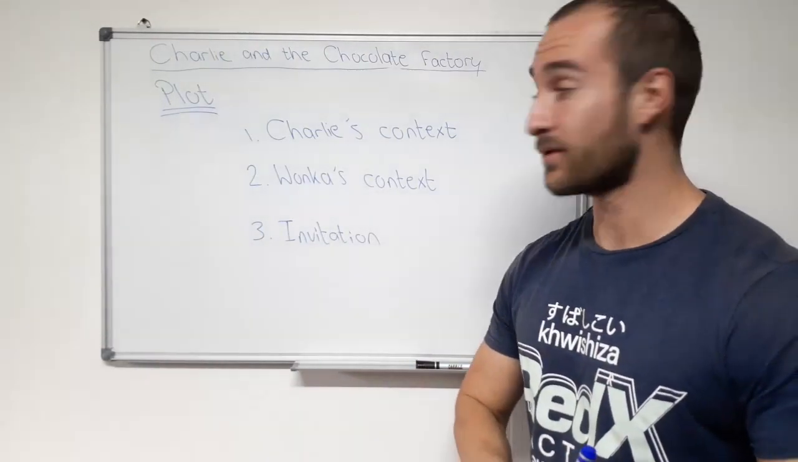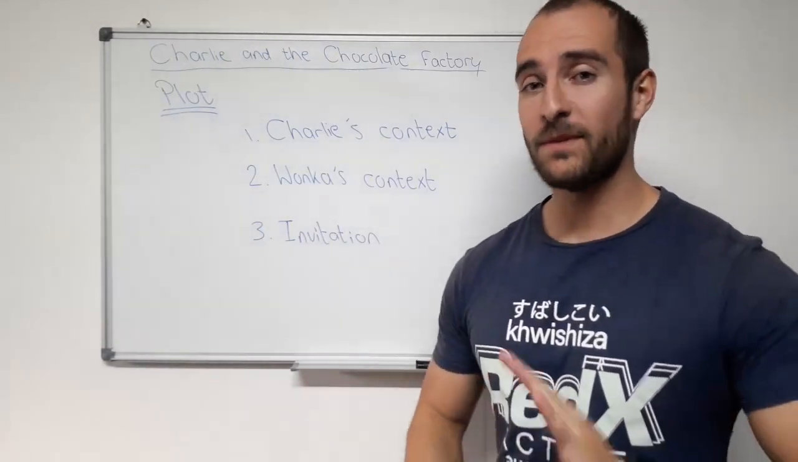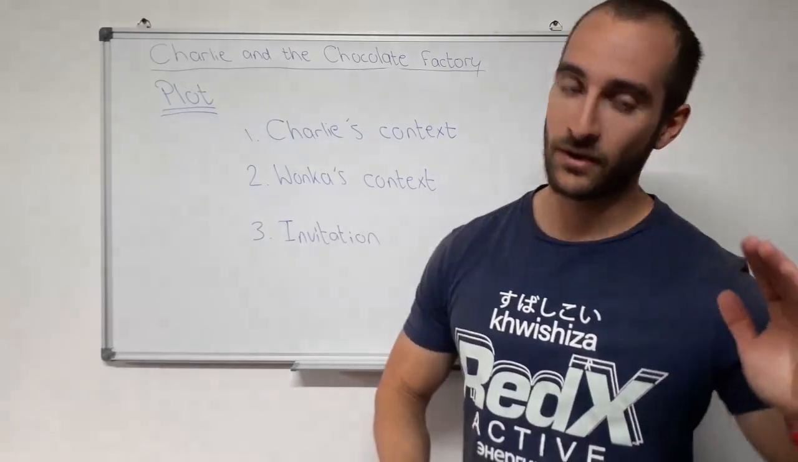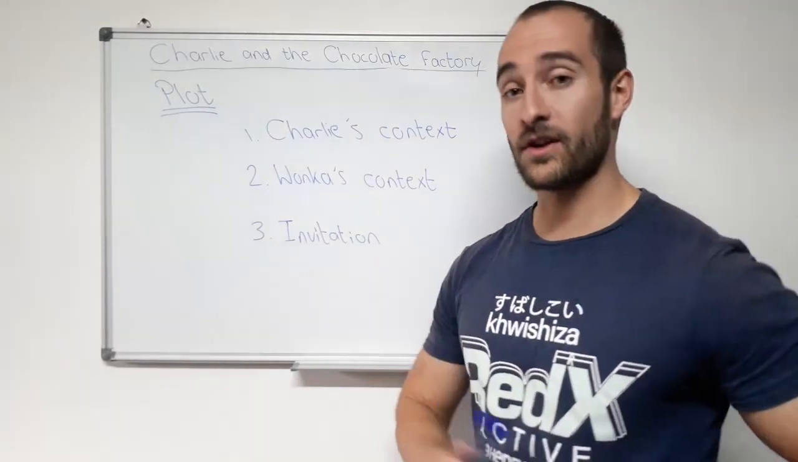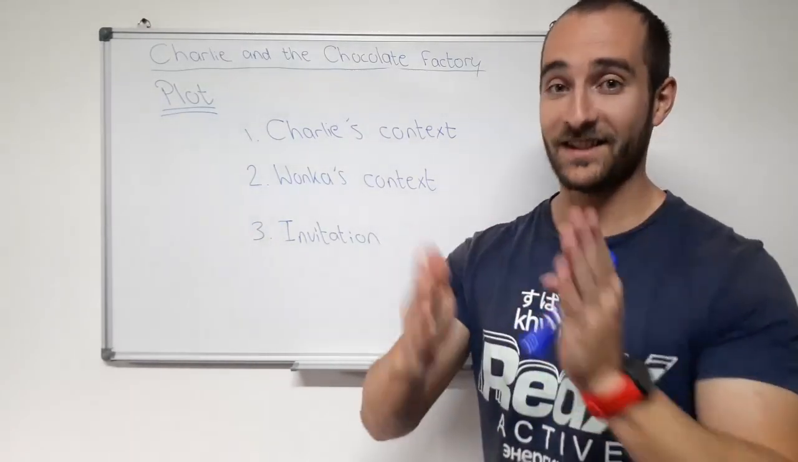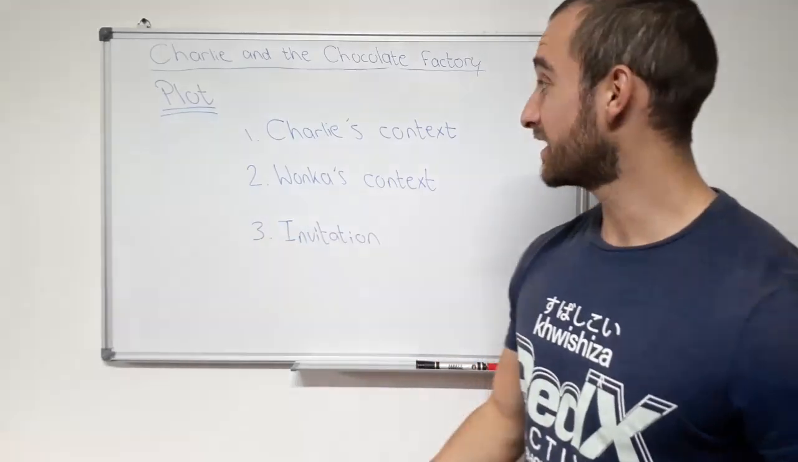So you might remember from the last lesson, we did all the elements except for plot of Charlie and the Chocolate Factory, of course. So today, we'll just be focusing on plot, which is your sequence of events in chronological order, which means in time. So let's get started.